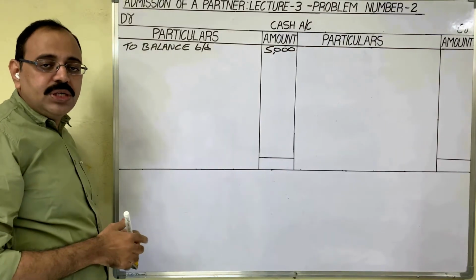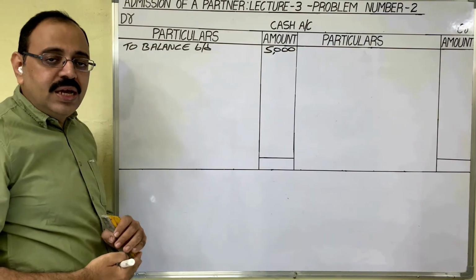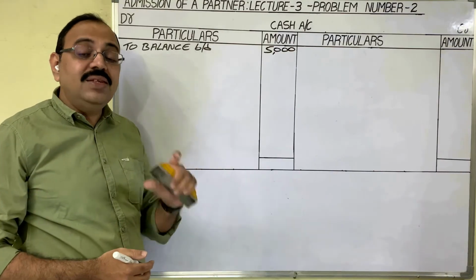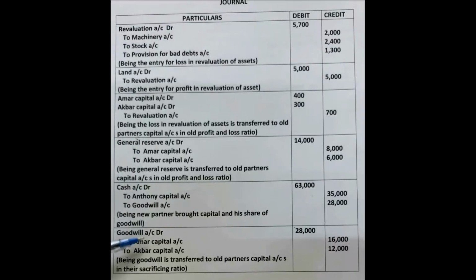Next, we have to observe in the journal entries whether there is any entry related with cash. Observe the journal entries related with the cash account. This fifth entry we wrote: cash account debtor to Anthony capital account, to goodwill account. Observe whether the cash account is debited or credited in the entry. Cash account is debited. Therefore, in the cash account debit side we have to post this entry.